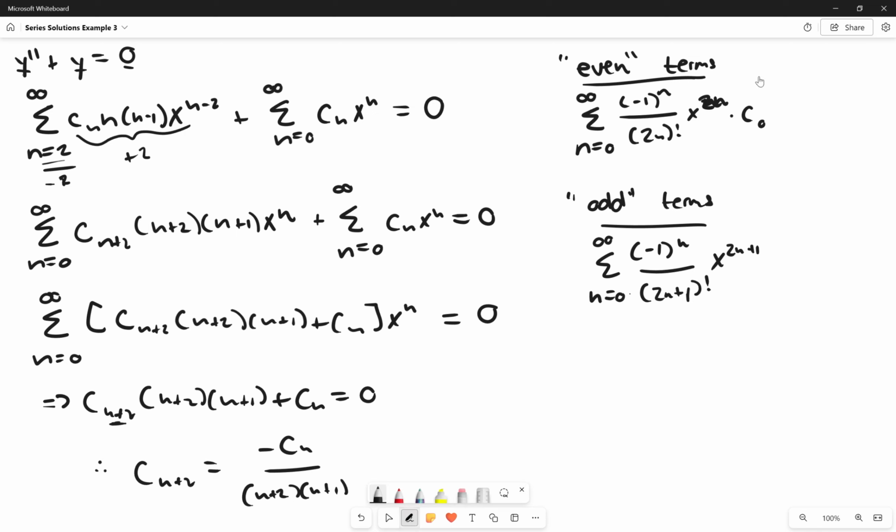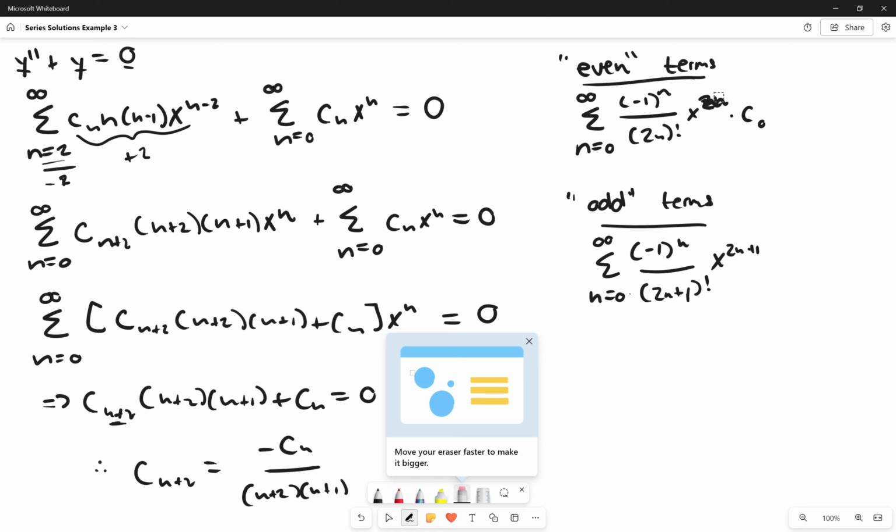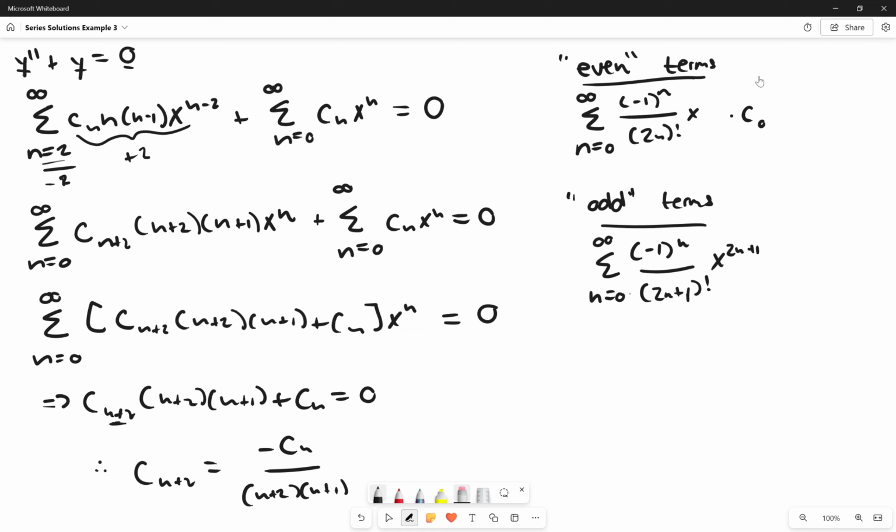So let's fix that. My mistake. It's supposed to be a 2n, right, and then times c1, where c0 and c1 are basically arbitrary constants because, again, no boundary condition specified, so we can leave them as such. But these are really special because that means y is just the sum of these infinite sums, right?